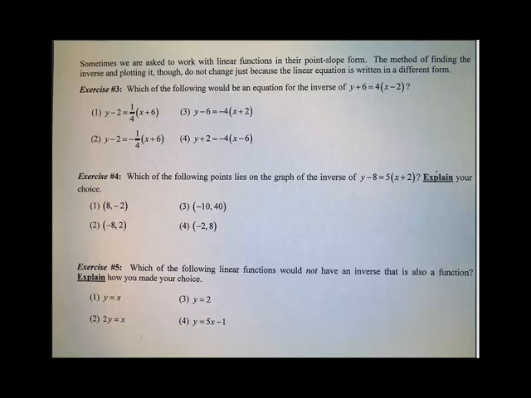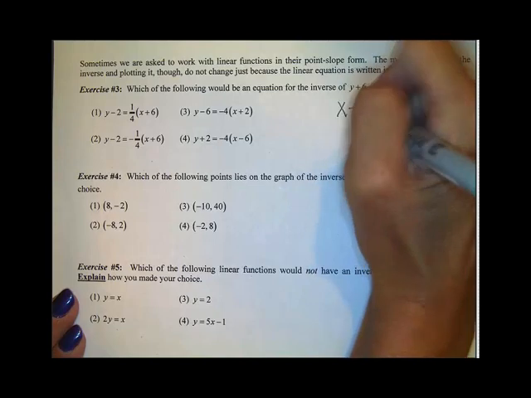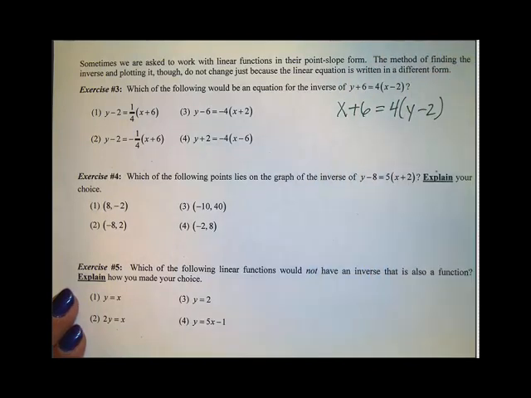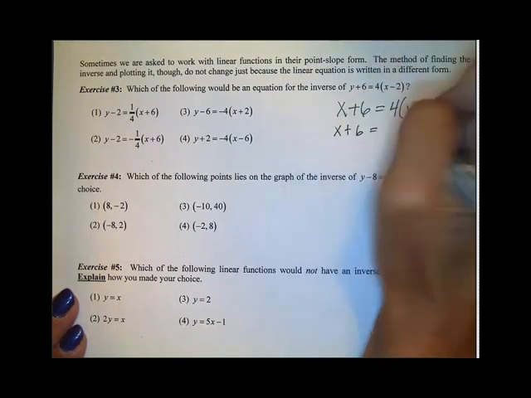So, exercise 3. Which of the following would be an equation of the inverse of y plus 6 equals 4 times x minus 2? Switch x and y. So x plus 6 equals 4 times y minus 2. Is that answer there? Nope. So we have to do some math. So x plus 6 equals 4y minus 8.